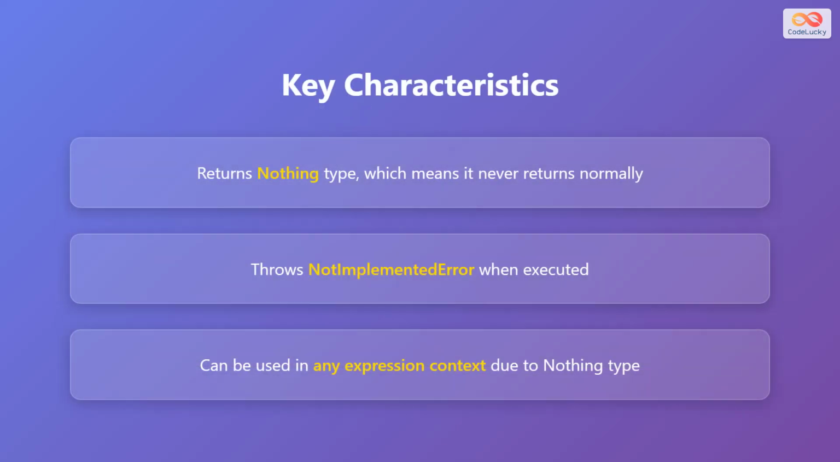The Todo function has three important characteristics. First, it returns the nothing type, which represents a value that never exists. This means the function never returns normally. Second, when executed, it throws a NotImplementedError exception, immediately halting program execution. Third, because of the nothing return type, Todo can be used in any expression context. The nothing type is a subtype of all types in Kotlin, making Todo incredibly flexible and usable wherever a value is expected.